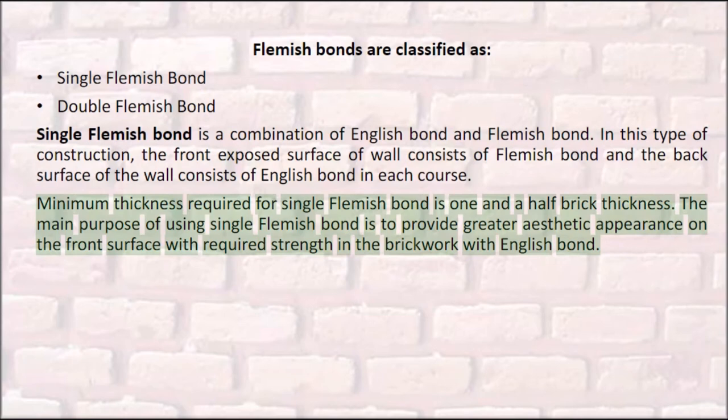Minimum thickness required for single Flemish bond is 1.5 brick thickness. The main purpose of using single Flemish bond is to provide greater aesthetic appearance on the front surface with required strength in the brickwork with English bond.